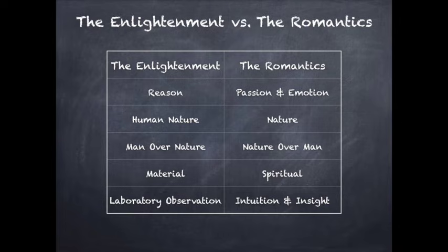The Enlightenment were about material possessions. The Romantics were more about spiritual. The Enlightenment was about laboratory observation. The Romantics were more about intuition and insight.